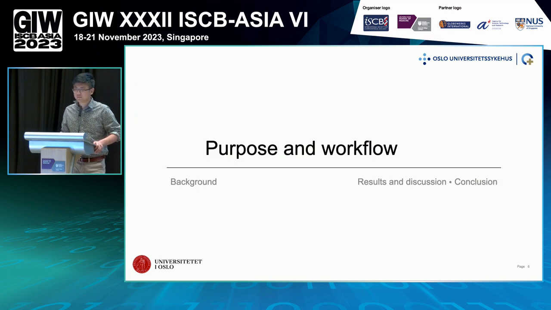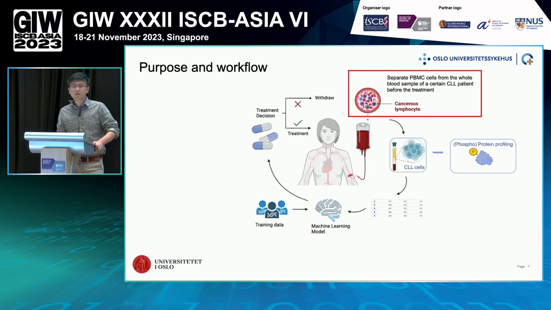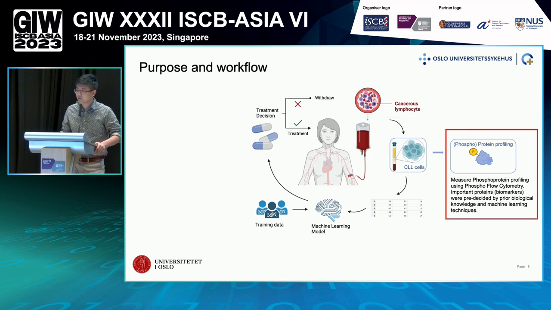So what do we do? The overall goal of this project is to build an application that can directly be applied on patients. That's why our data is directly from the clinical trial. Let's say this is a new patient and we want to decide if we want to use this umbralisib on her or not. First, we take a blood sample from her. Then we separate PBMC cells from the whole blood sample. And then we measure the phosphoprotein profiling using phosphoflow.